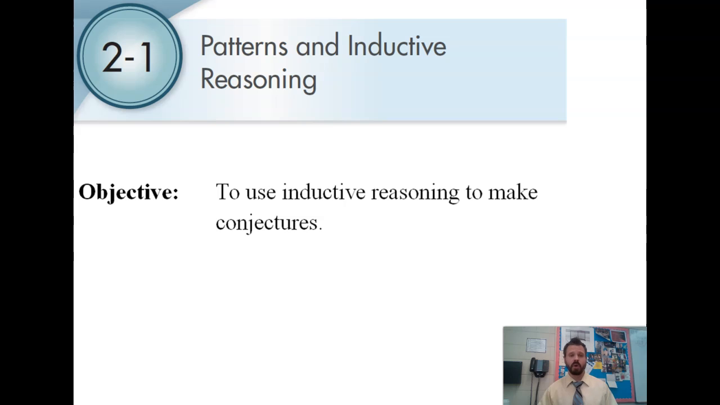In section 2.1, we're going to talk about patterns and inductive reasoning. Our objective is to use inductive reasoning to make conjectures. All right, we'll explain what that means as we go through the lesson here. So first things first, what is inductive reasoning? I'm going to say it's reasoning based on patterns you observe. Okay, so reasoning based on patterns.